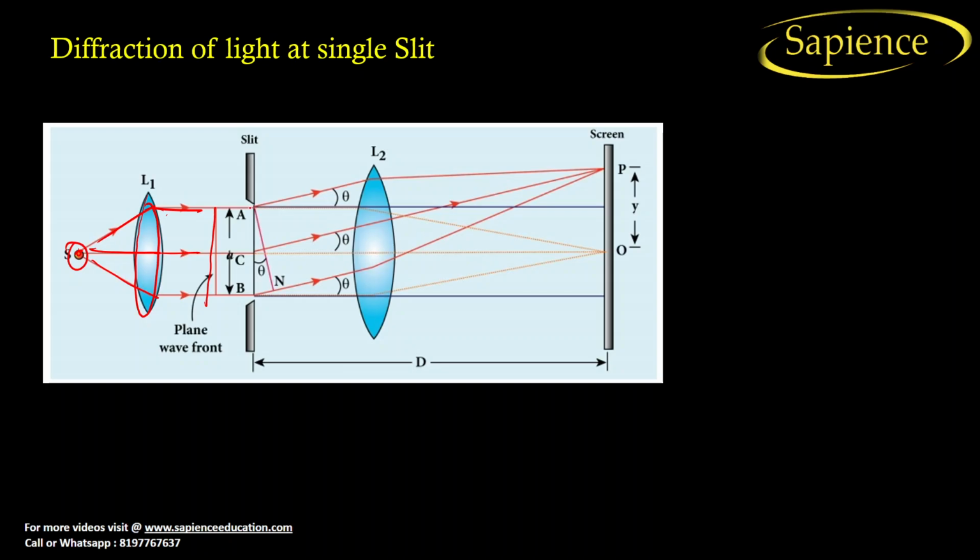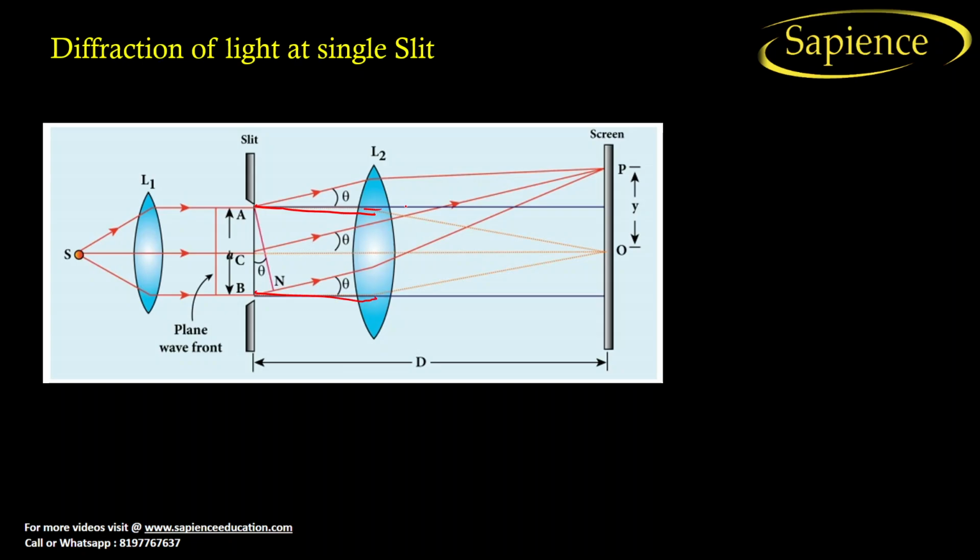When it enters this slit, this is the plane wavefront AB, right? According to the Huygens principle, each point on the plane wavefront AB sends out secondary wavelets in all directions. Now the secondary waves from points equidistant from the center of the slit, lying in the portions CA and CB of the wavefront, travel the same distance.